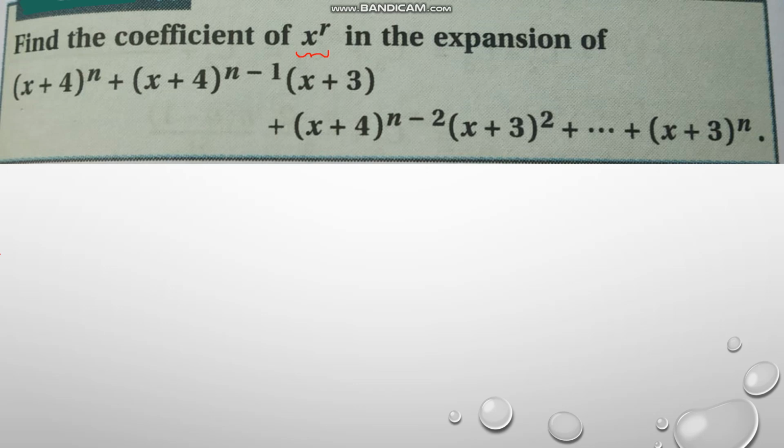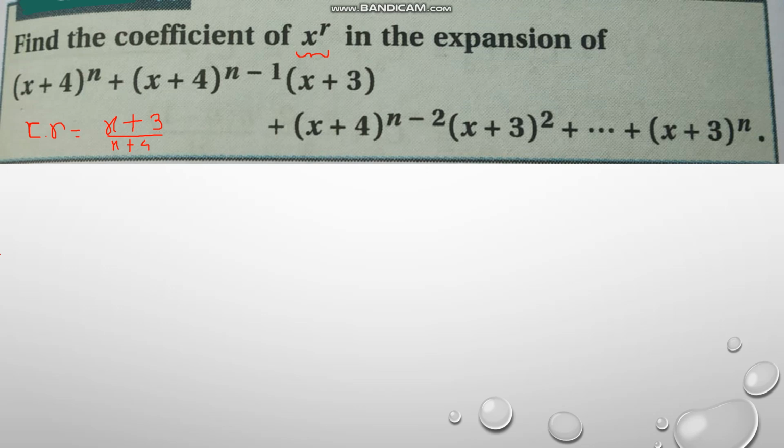Okay, now, this is a GP. If one observes it carefully, it is a GP with a common ratio. I am writing CR for common ratio. The ratio is already there in the question. So CR is (x plus 3) divided by (x plus 4). CR means common ratio.